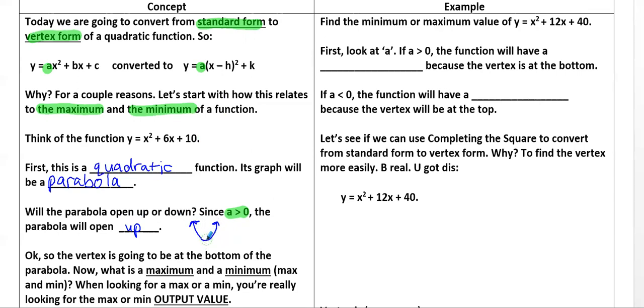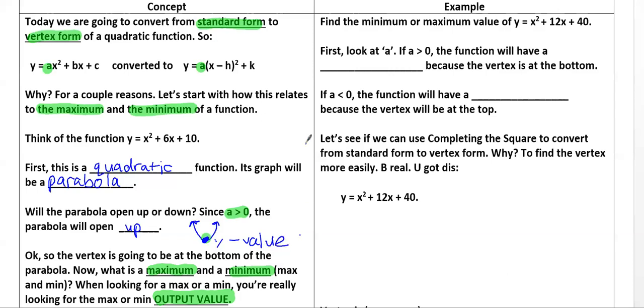So now let's think about the vertex of this. The vertex, which is located here, is going to be at the bottom of the parabola. Now, what is a maximum and a minimum? A max and min is usually how we say those for short. When looking for a max or a min, you're really looking for the max or min output value. So what we want is the y value of the vertex. Down here, whatever this y value is, that's going to be the minimum if a is greater than 0.